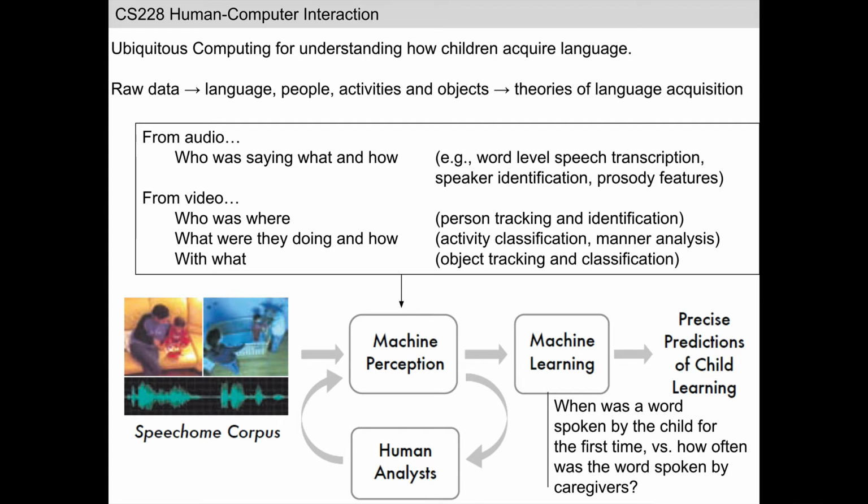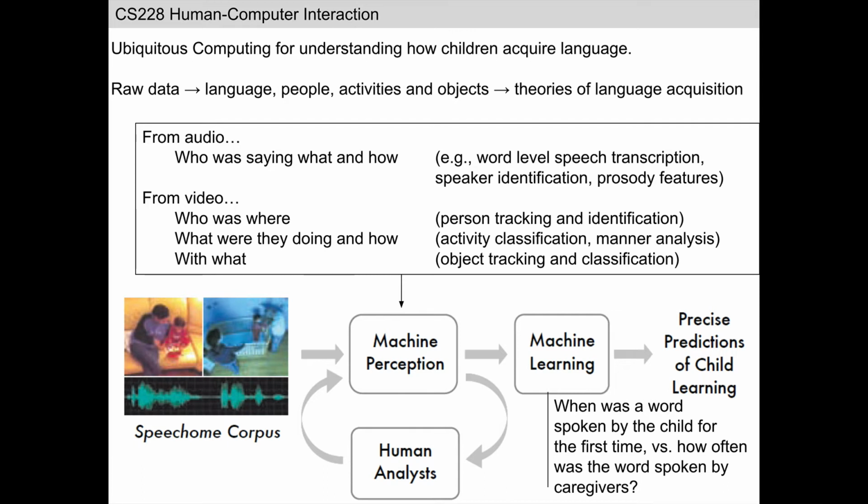Remember, we talked about prosody before. This is the way in which things are said. How loud was a word spoken? How quietly was a word spoken? What was the pitch of the voice that spoke that word? And various other aspects of the way in which something was said. From the video, they're going to pull out who, what, where, what were they doing, how were they doing it, and with what, so objects as well. So we're looking for people, activities, and objects in the video feed.